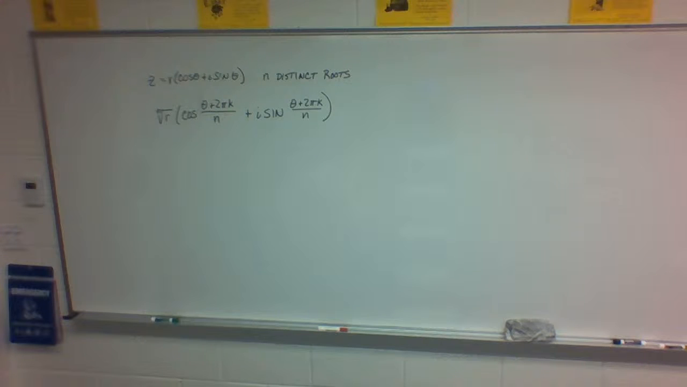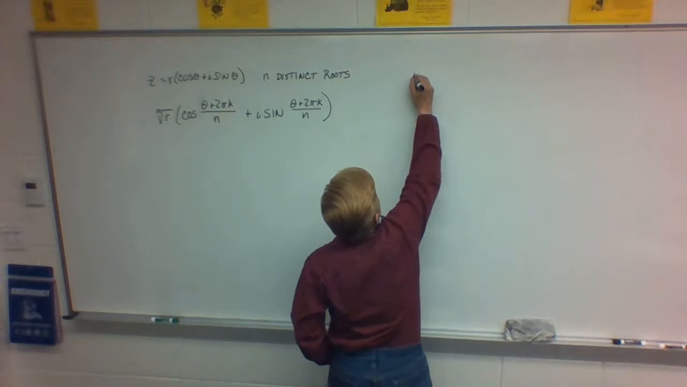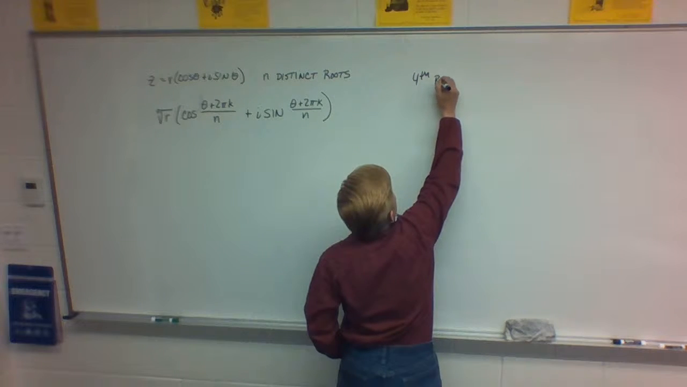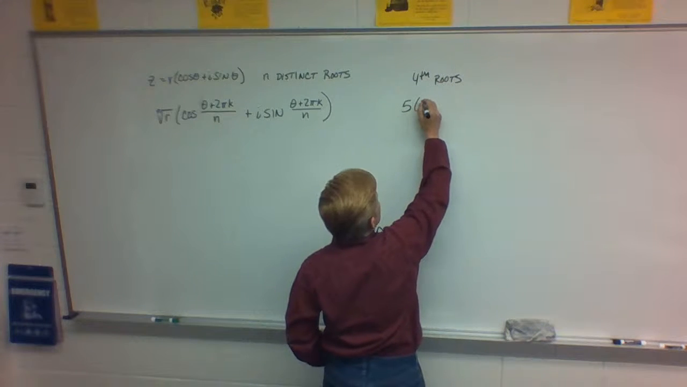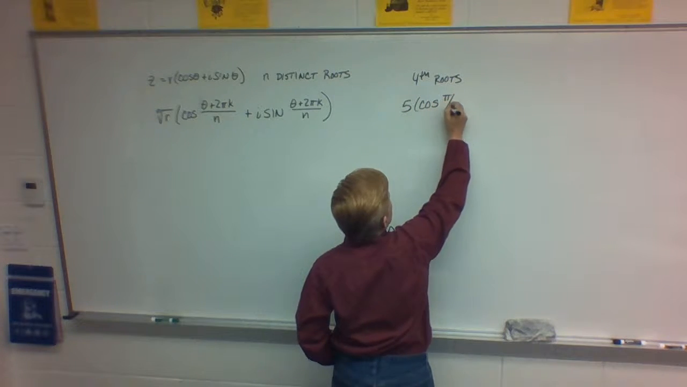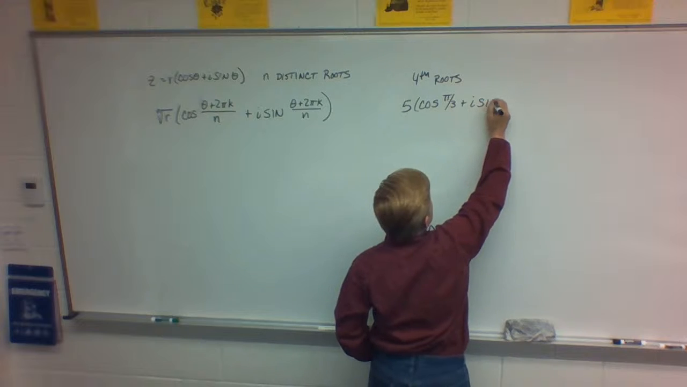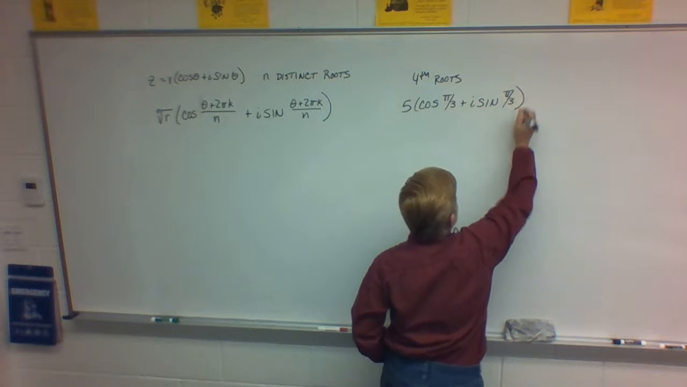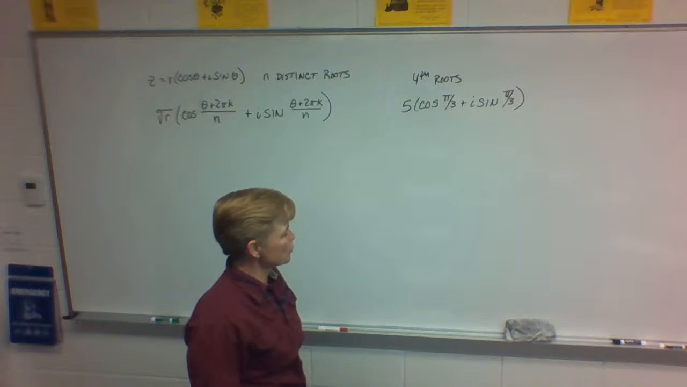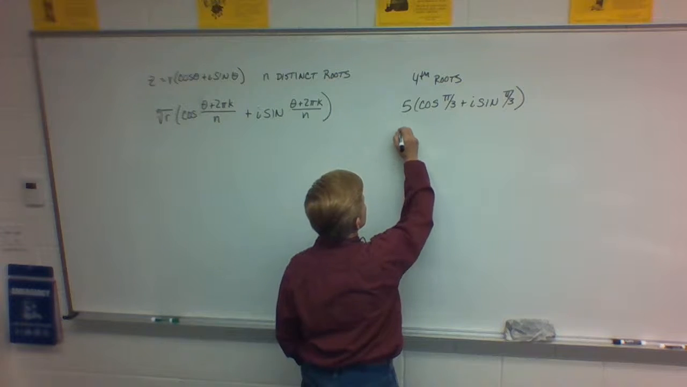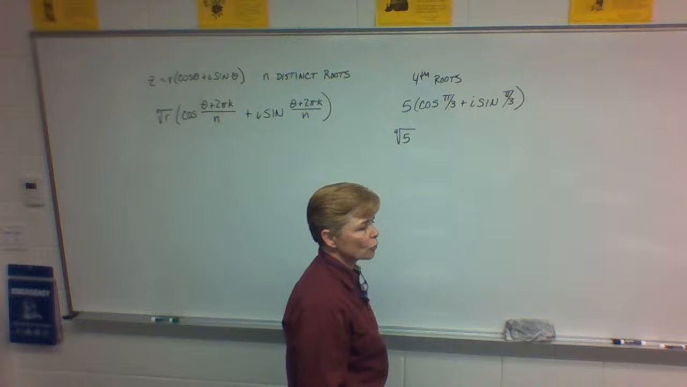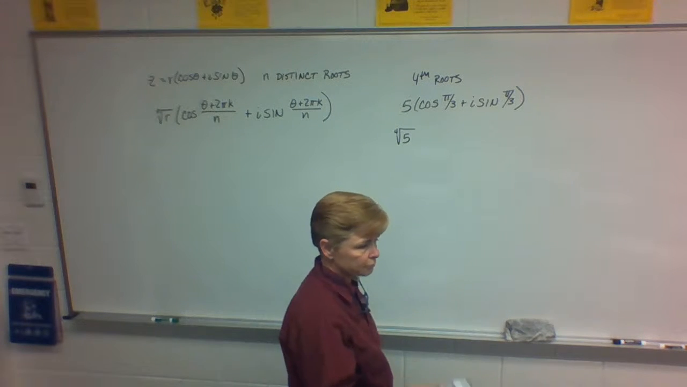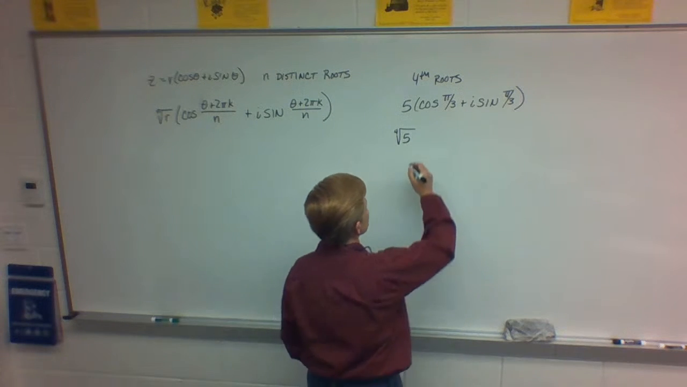So here's an example. Find the 4th roots of 5 cosine pi thirds plus I sine pi thirds. We want to find the 4th roots of that. So we start out doing this. You just leave it like that. Since 5 won't 4th root, you just leave it. 4th root of 5, you want to put it in exact form, which I want you to. I want you to leave things in exact form.